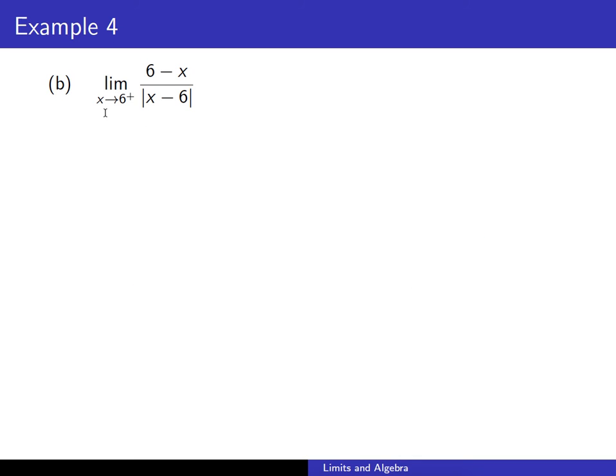Part B, we have the limit as x approaches 6 from the right, so now we're only focusing on just the right-hand limit of 6 minus x over the absolute value of x minus 6. So watch out for those left and right hand limit questions, because it's very easy to skip over the notation for the right hand limit.